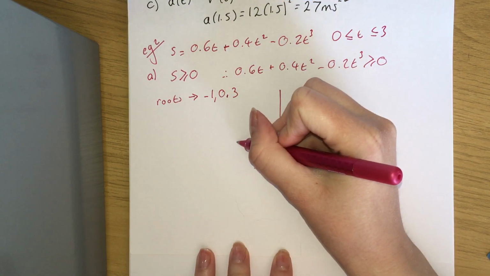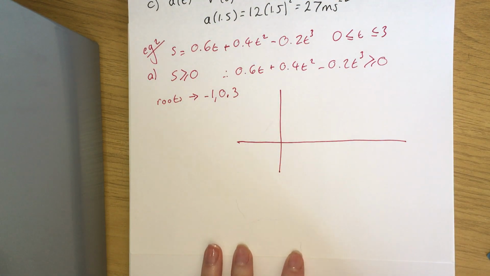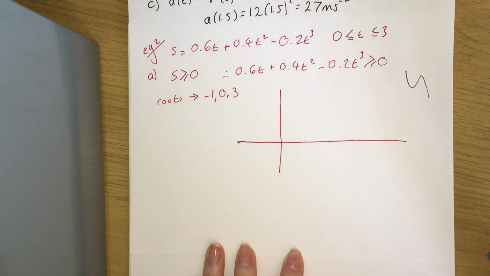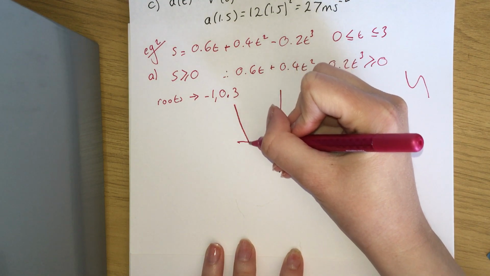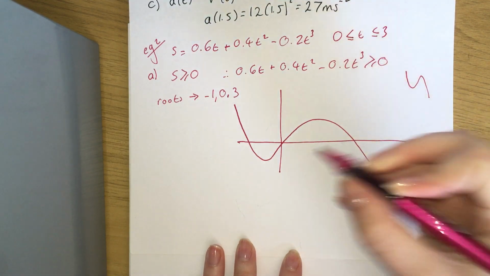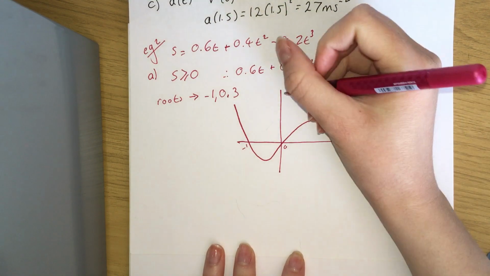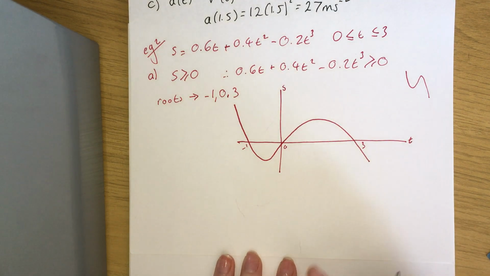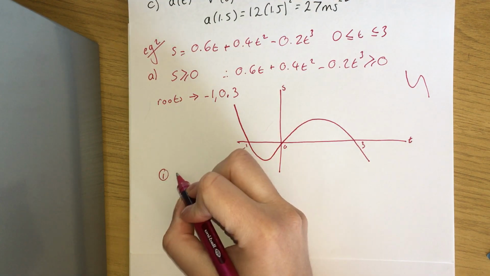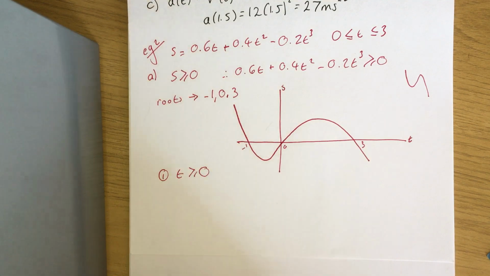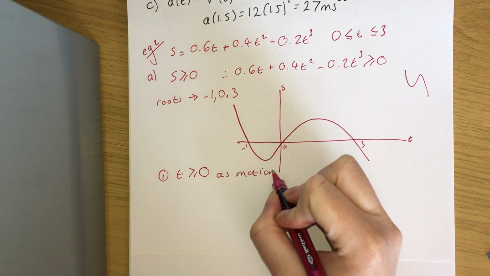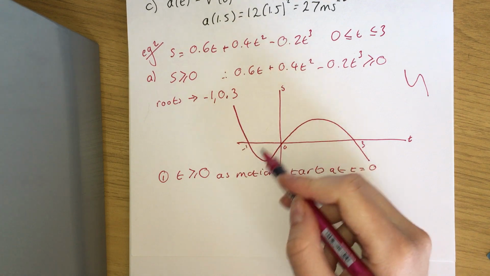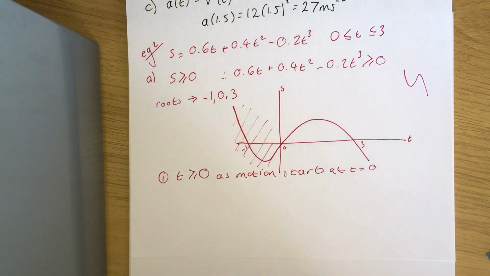So we are sketching the graph as it actually is drawn as a graph. It's a negative t cubed, which means its overall shape is like that. So it's going to come down through negative 1, back up again through 0, and back down again through 3. So if this is s and this is t, I can draw two bits of information from this graph. I know t has to be greater than or equal to 0 as motion starts at t equals 0. So therefore I'm not interested in any of this side of the graph. You can obviously cross it out, but you don't have to.